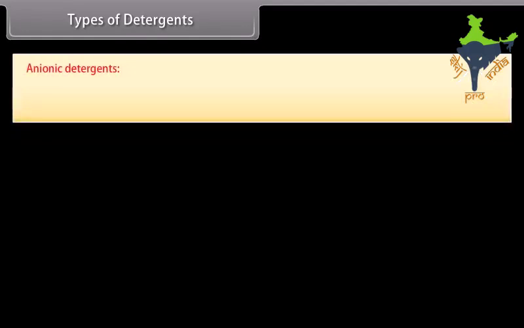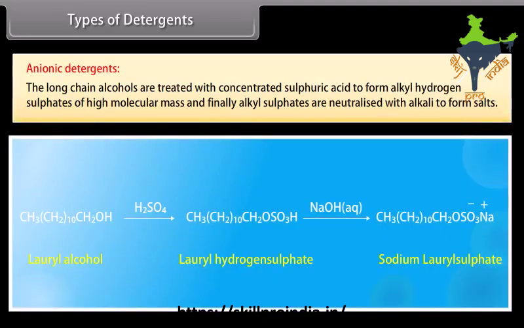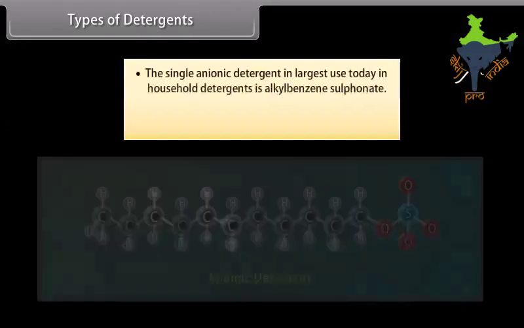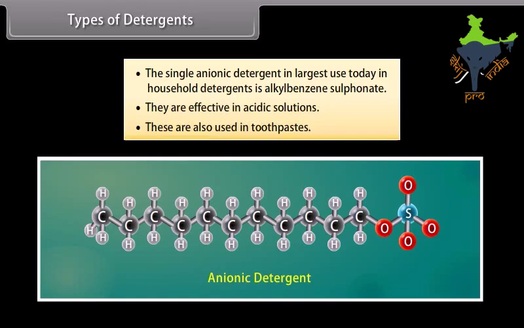Types of detergents. Anionic detergents. The long-chain alcohols are treated with concentrated sulfuric acid to form alkyl hydrogen sulfates of higher molecular mass, and finally alkyl sulfates are neutralized with alkali to form salts. The single anionic detergent most largely used today in household detergents is alkyl benzene sulfonate. They are effective in acidic solutions. These are also used in toothpastes.